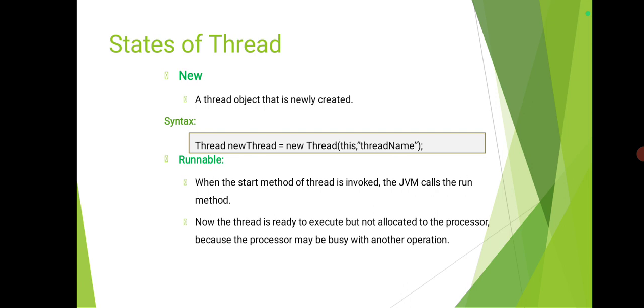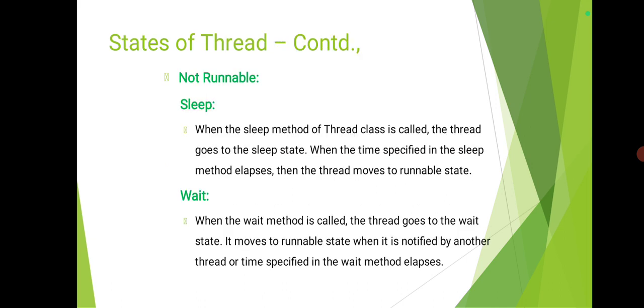So I need to get the first page, second page, in a sequential way. At the 7th page, it needs to wait until the 6th page gets printed. So in this way, it will execute. Not runnable. So at a certain stage, as I said just before, the 7th document needs to wait until the 6th page gets printed. In this situation we have two methods, sleep and wait.